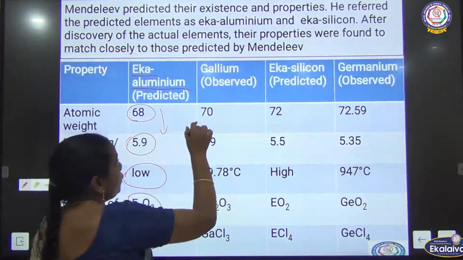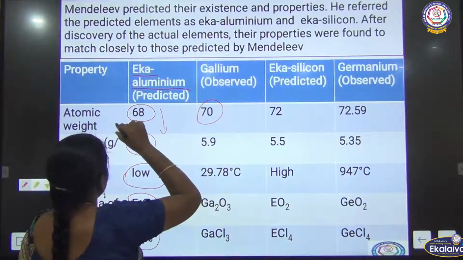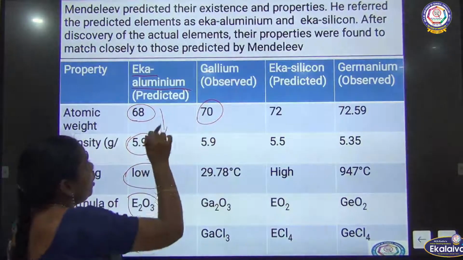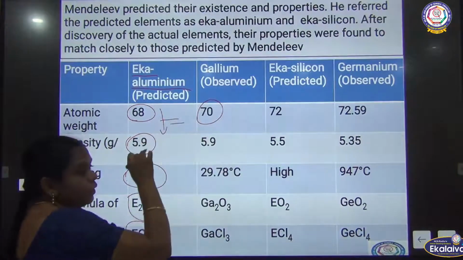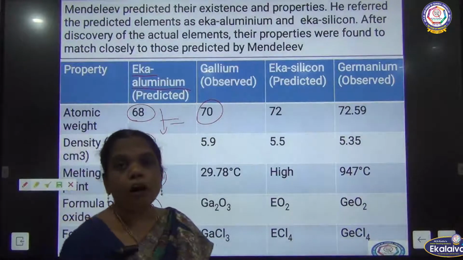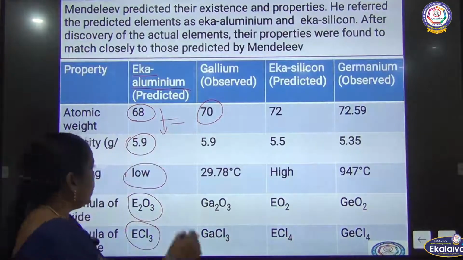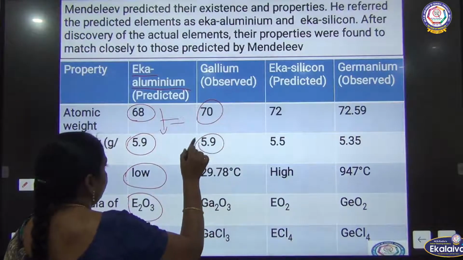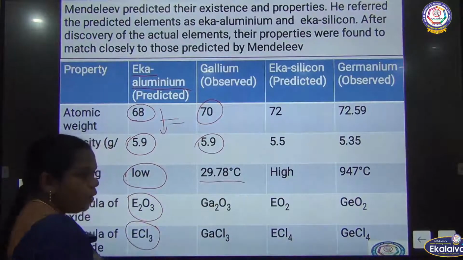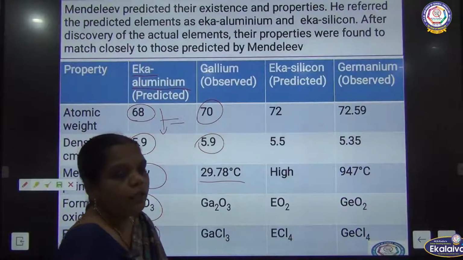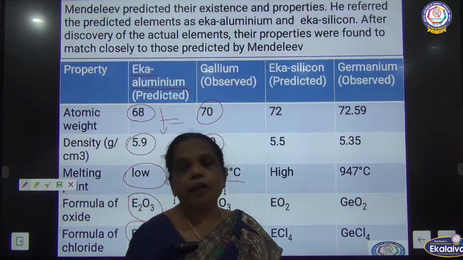By this we find out the atomic weight is 70, almost equal to the predicted value, and the density is almost the same, and the melting point is low, only 29, which means below room temperature.